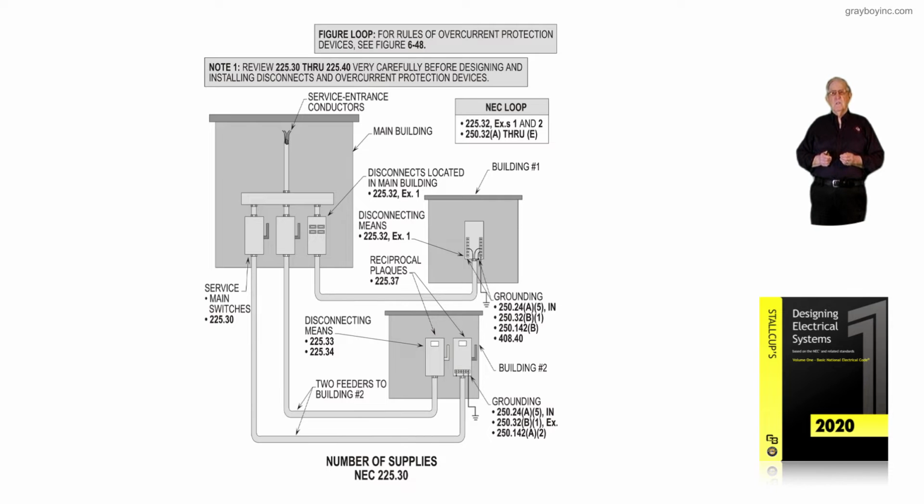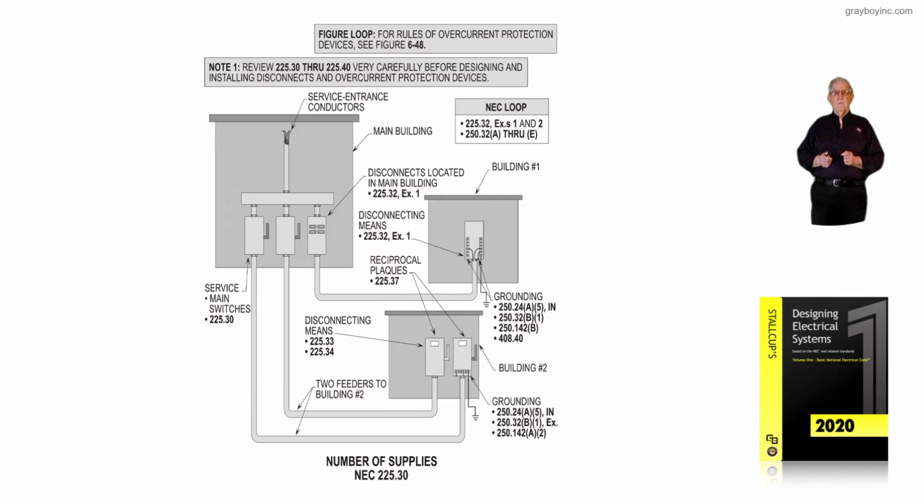Now, notice we're treating that panel board in the second building just like the service equipment would be treated. The grounded bar, we would connect all neutrals and equipment grounds to that bar, which is connected into earth ground in accordance with 250.52(A)(1) through (A)(7) of the NEC.